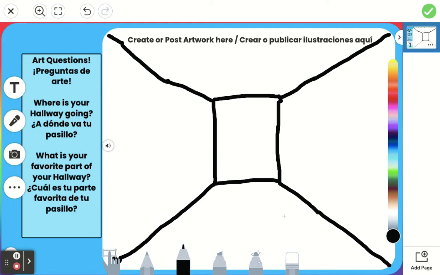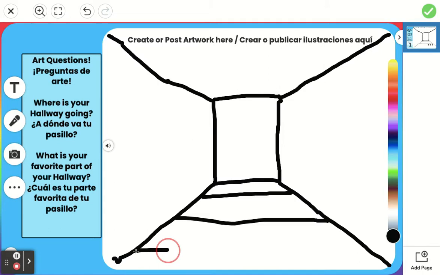Now, for the bottom, we can add in some tiles, we can add in a pathway, or like the teacher example, we could also add some art to it. But for this, I'm just going to keep it simple and add some lines. Now, if it's a little messy, that is okay, but I'm going to do my best to get these lines nice and straight.